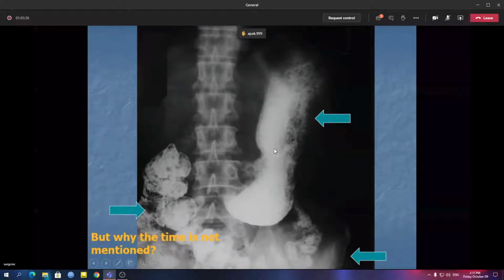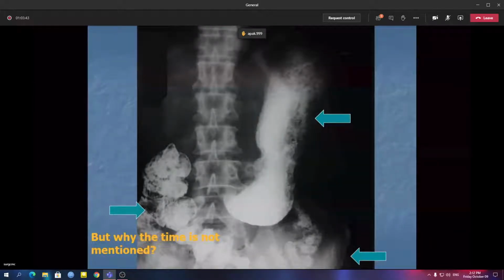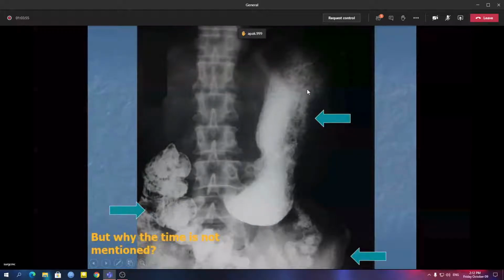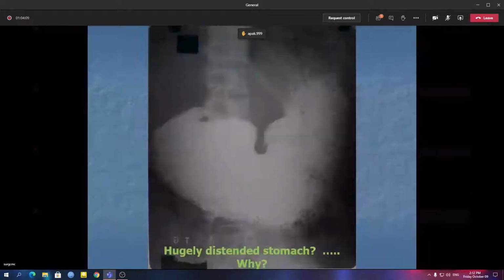There is dye within the stomach still when the dye has gone up to the colon. So gastric emptying is delayed. Yes or no? And thirdly, this moth-eaten appearance, this black and white stuff, is undigested food particle within the stomach. So undigested food particle, hugely distended stomach, and stomach retaining dye even after the dye has reached the colon. It is nothing but gastric outlet obstruction because of whatever reason.